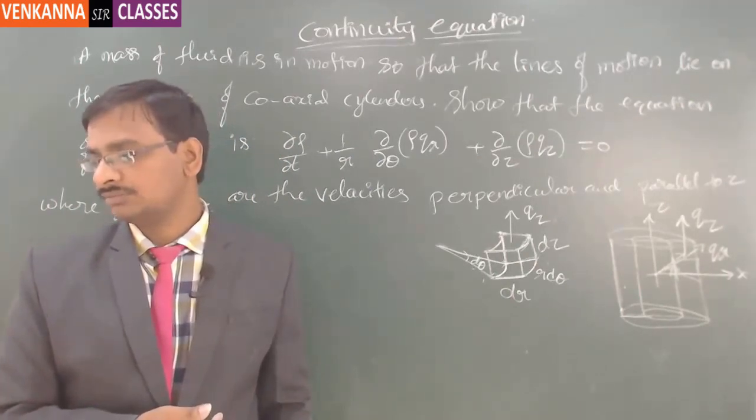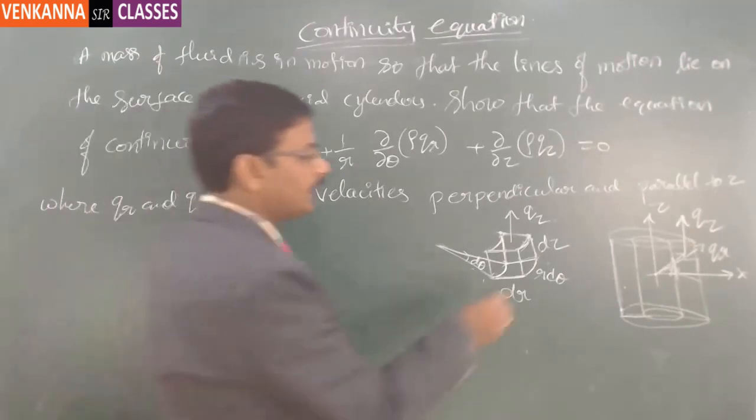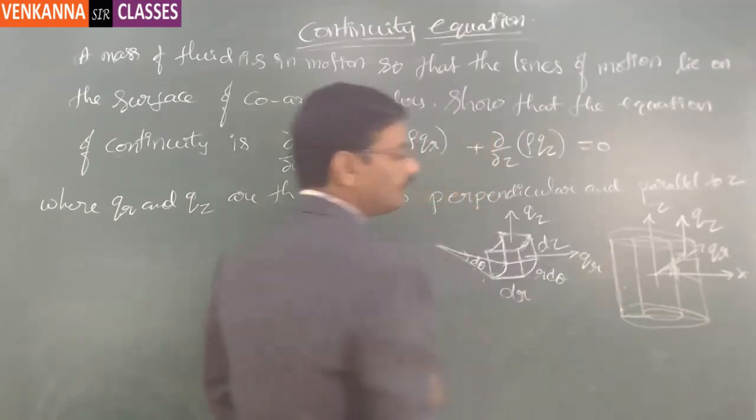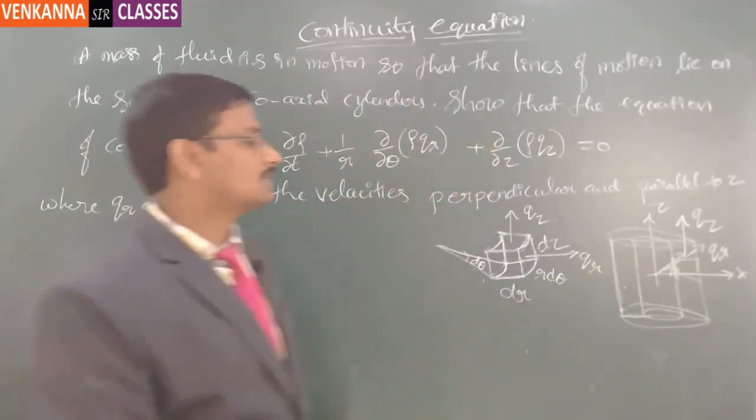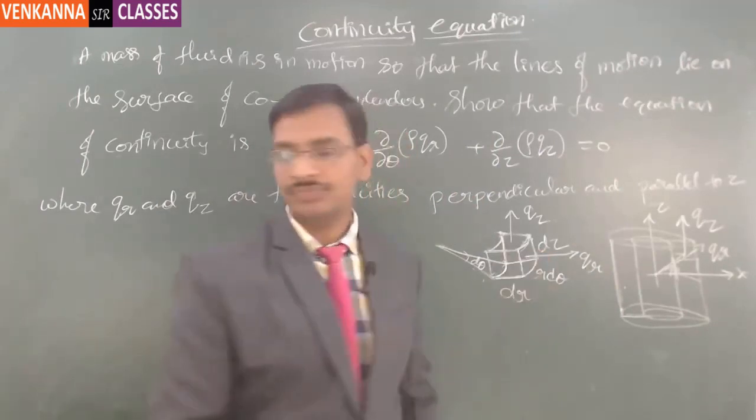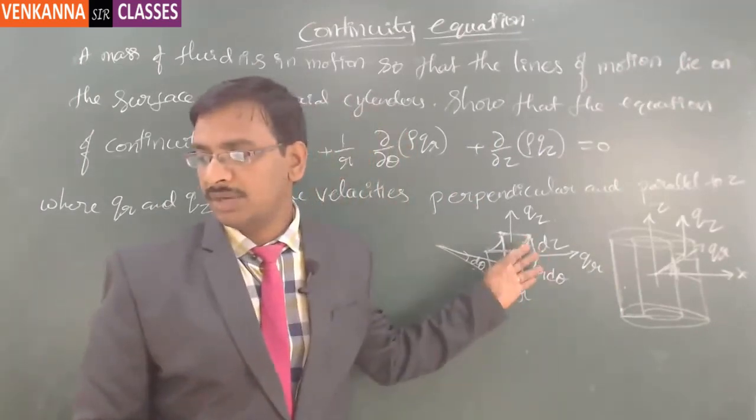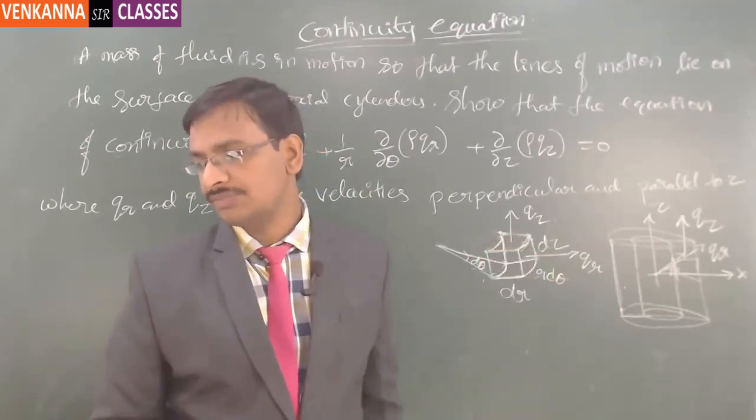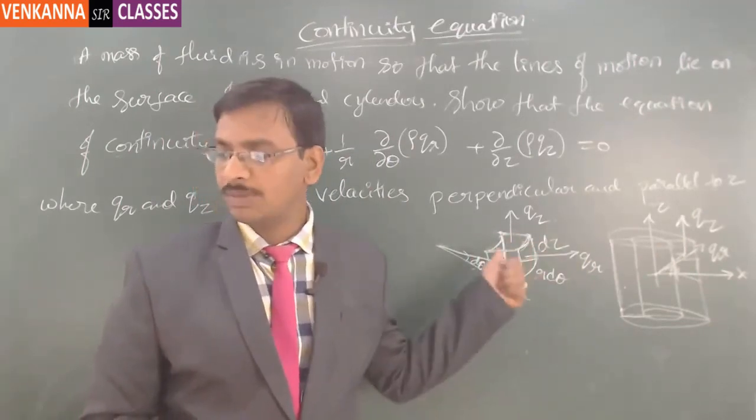Got it? And there is one radial component of velocity that is coming in this direction. This is qr, and this qr is coming perpendicular to the surface of r dθ into dz. So the area getting multiplied by the velocity is nothing but the rate of flow of mass. So you need to multiply with rho.